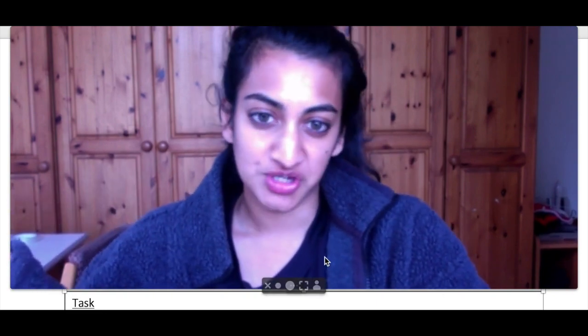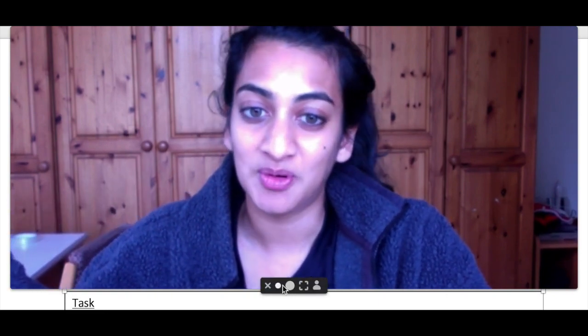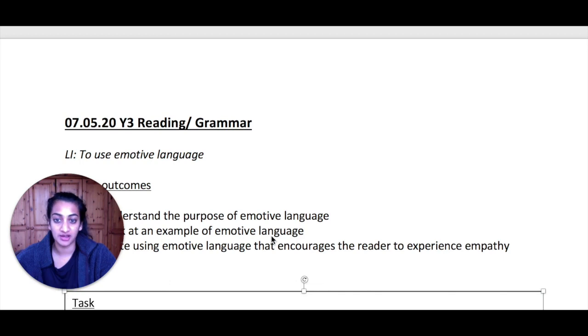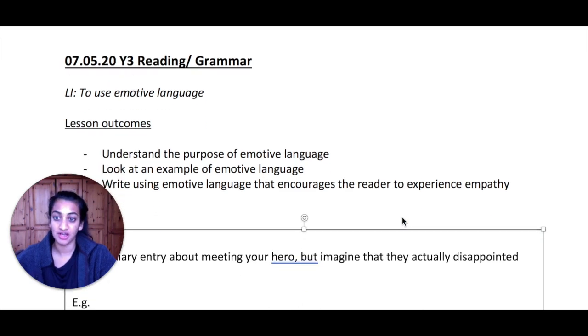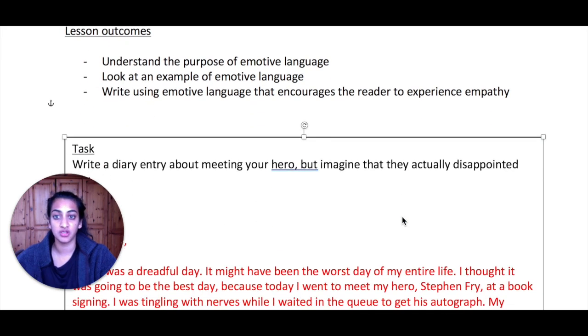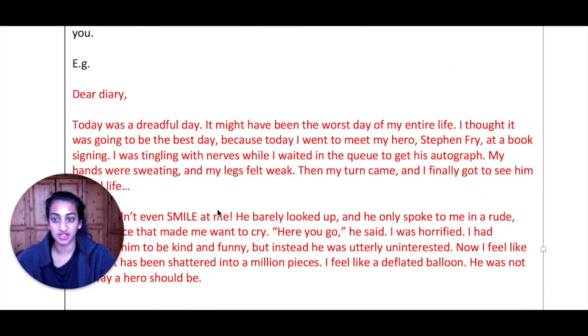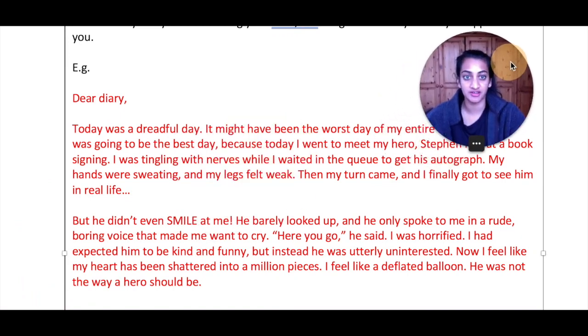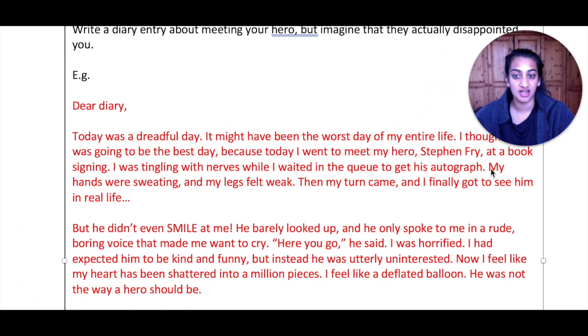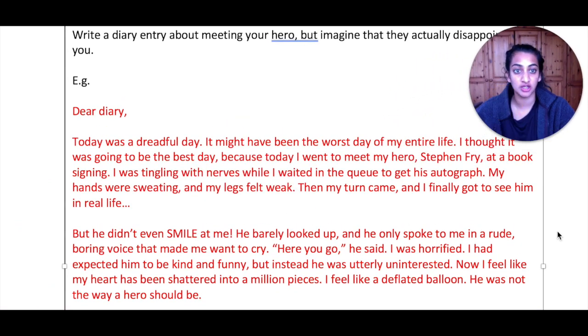This might sound a bit wishy-washy to you, so let's take a look at an example I did of some emotive language. As you remember, my hero was called Stephen Fry, or he is called Stephen Fry, and I imagined that I met him when I went to a book signing. A book signing is when authors actually go to a place and you can take your book there and then they'll sign it for you right there and you can actually meet them and say hello.